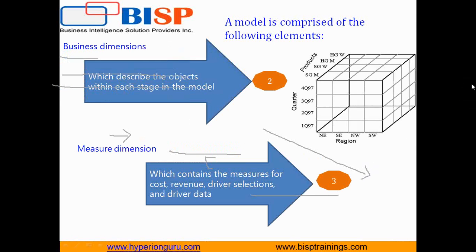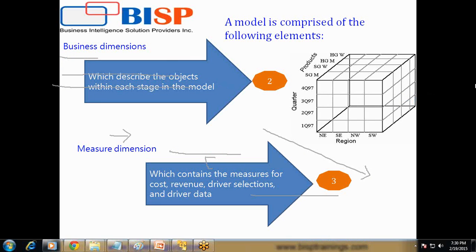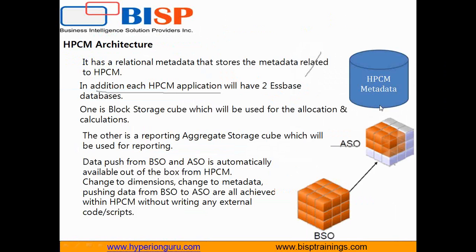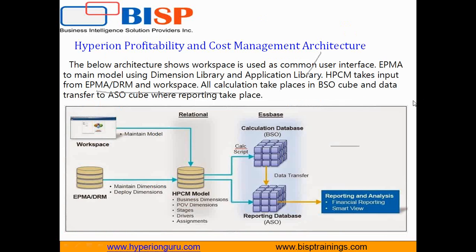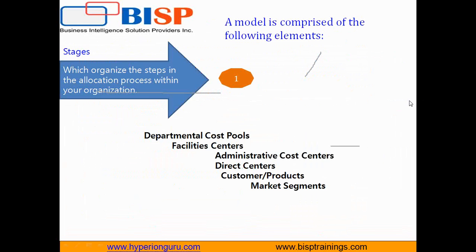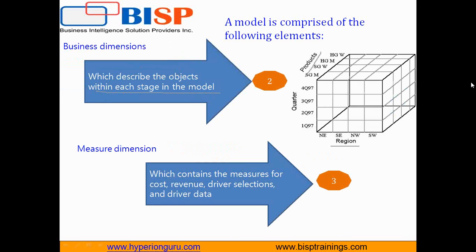Second step, you identify the business dimension. The business dimension describes the objects within each stage in your model. In this cube, we assume the business dimensions are product and region, and with respect to product and region, we would like to evaluate the cost and profitability. If you go back to the requirement model, which I showed you over here, in this case we use only region, right? So we are calculating, assume we are calculating for one region, but there could be multiple business segments. In different stages, I could have 3 business segments.